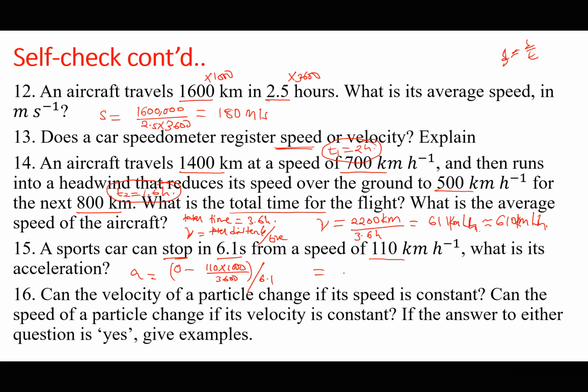So 110 times 1,000 divided by 3,600, then divide by 6.1. This is approximately 5.0 meters per second squared, and it should be negative. I'll check it again: 110 times 1,000 divided by 3,600 divided by 6.1. Okay, so that is correct.